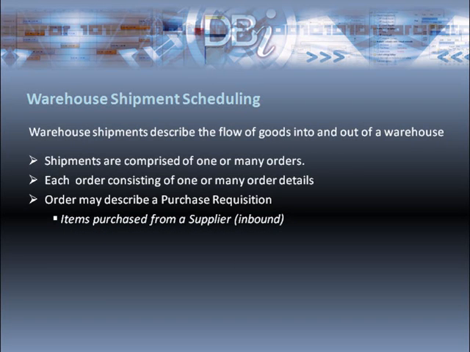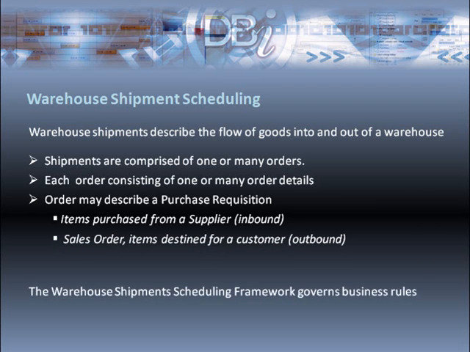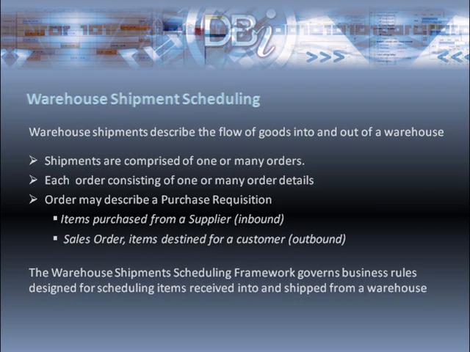An order may describe a purchase requisition as items inbound from a supplier or outbound for a customer based on a sales order. The Warehouse Shipment Scheduling Framework governs the business rules for the scheduling of items being received into or shipped out from a warehouse.